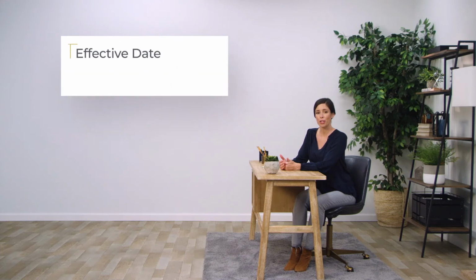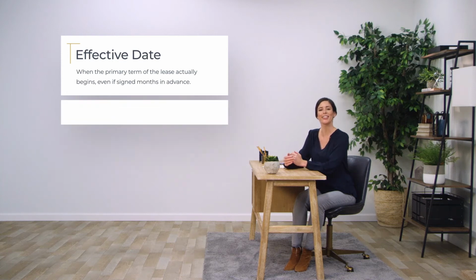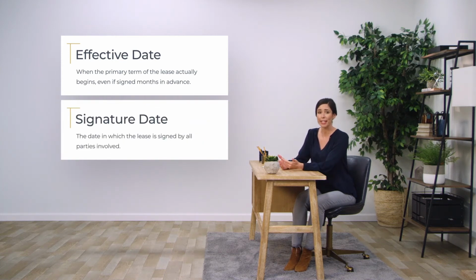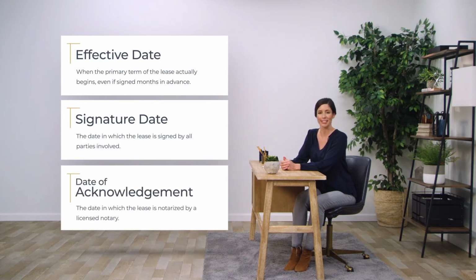Dates are important when it comes to leases, and there are a few date-related terms you should be aware of. The first term we'll talk about is the effective date. The effective date is when the primary term of the lease actually begins, even if the lease is signed months in advance. Speaking of signing, that date has a clever name too. It's called the signature date. And when a notary gets their hands on it, there's a fancy name for that as well. It's called the date of acknowledgement. I would like to acknowledge that, unfortunately, none of these dates involve going to a fancy restaurant with that special someone.